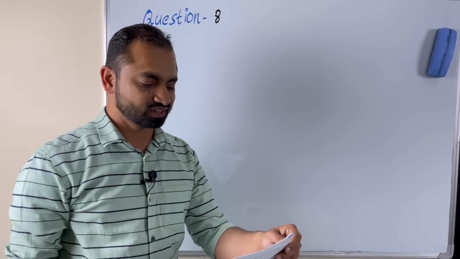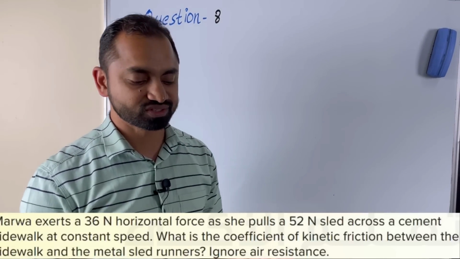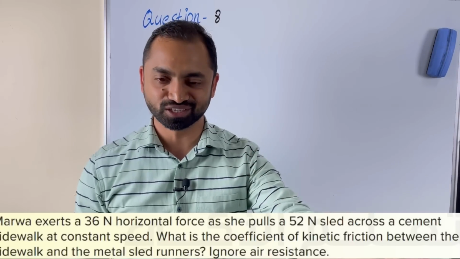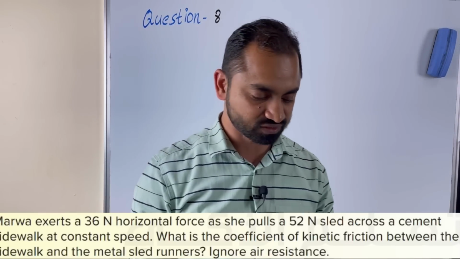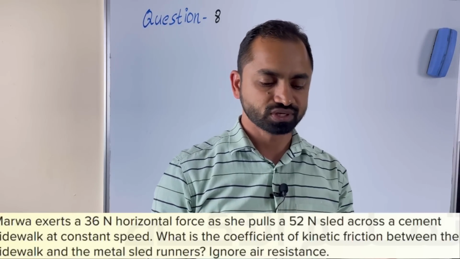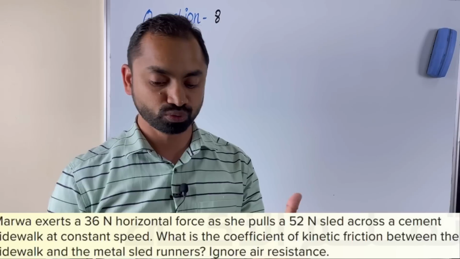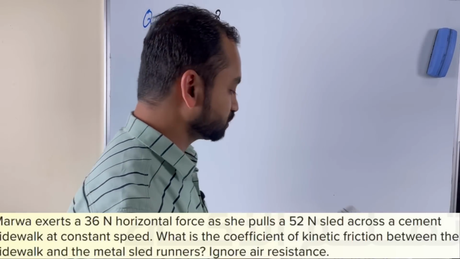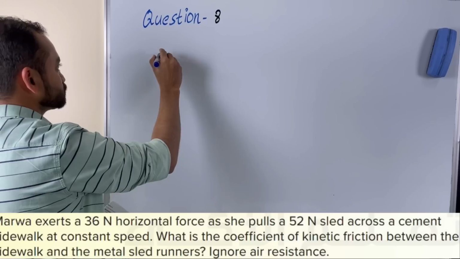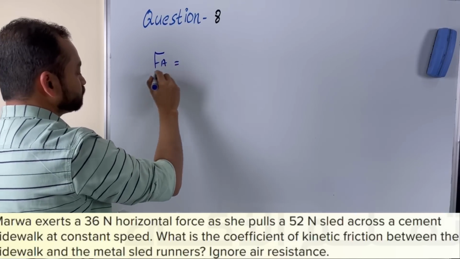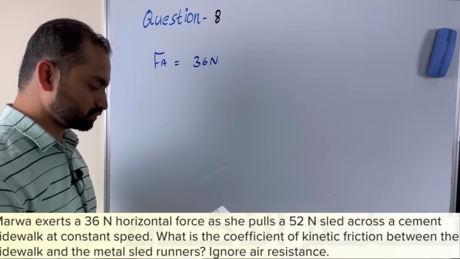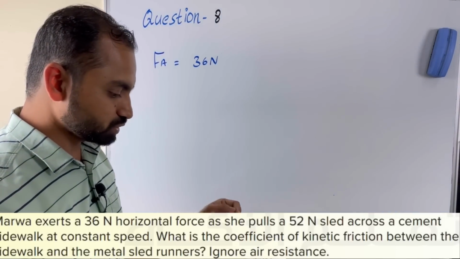The next question, in calculating friction: Marwa exerts a 36 Newton horizontal force. I told you the name will be different in your textbook. Only the name will be different. Everything else will be the same. Marwa exerts a 36 Newton horizontal force as she pulls a 52 Newton sled across a cement sidewalk. So how much force is she applying? Her applied force is 36 Newton, right? She is applying a 36 Newton force as she pulls a sled.